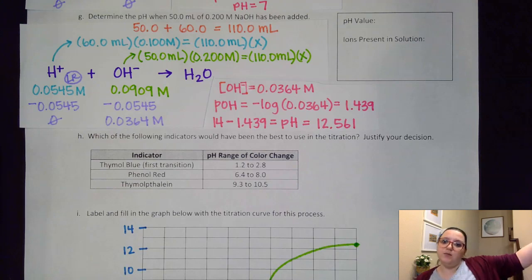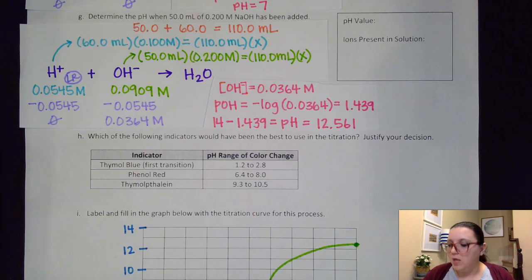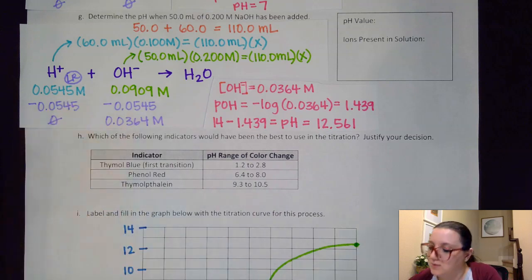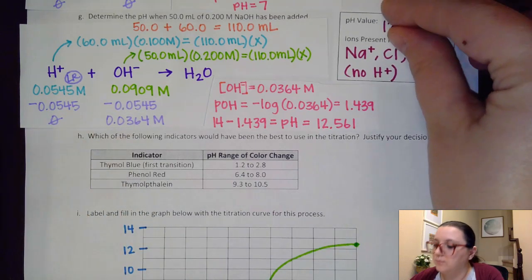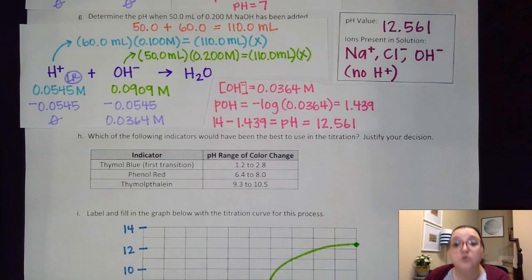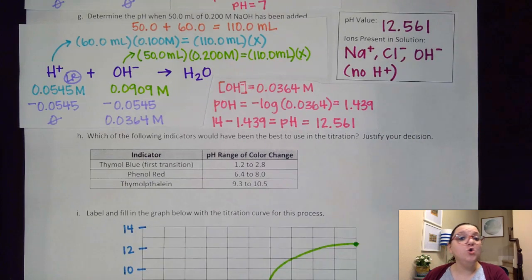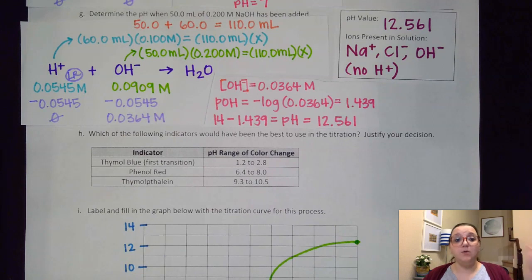We know it has to be somewhere above 7 because now we are in that basic zone where I have more base than I had acid in the solution. Now let's talk about ions present. We know spectators are still in there. Sodium ions, chloride ions, they're in there. But now, out of these 2 guys, think about what's going to be left in there. I'm going to have now hydroxide ions in there. No hydrogen ions because that was the limiting and they all got used up.